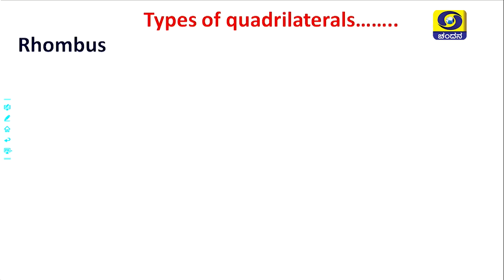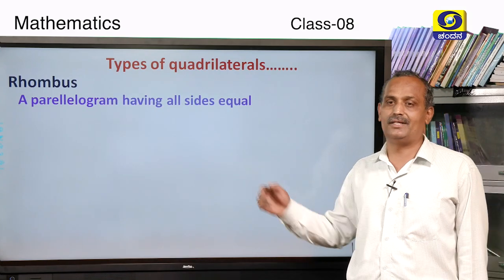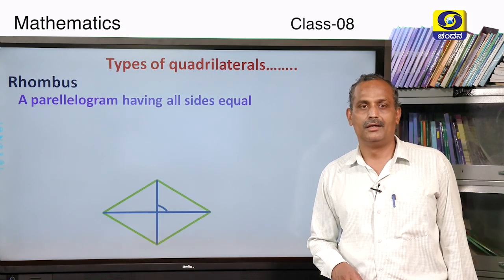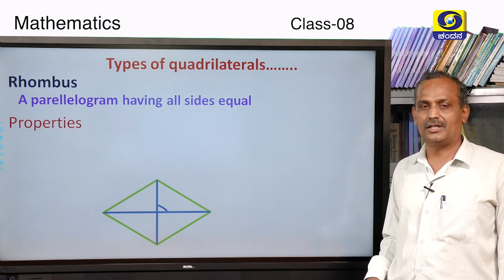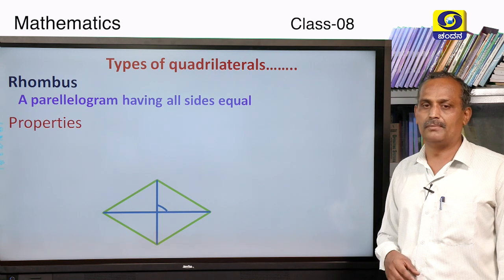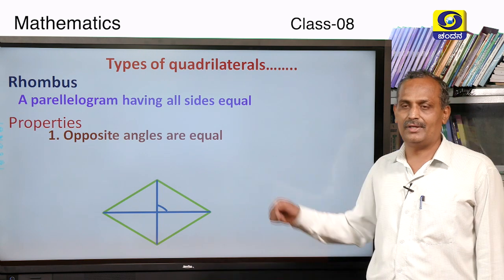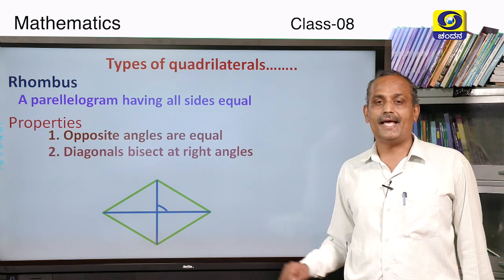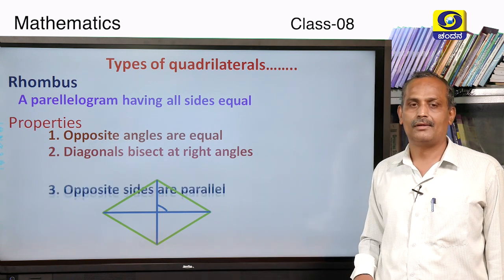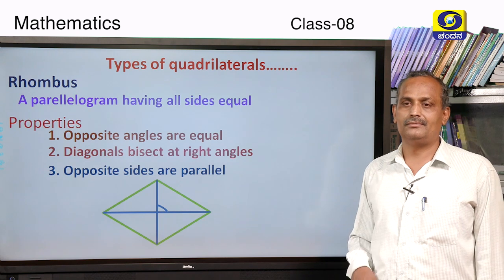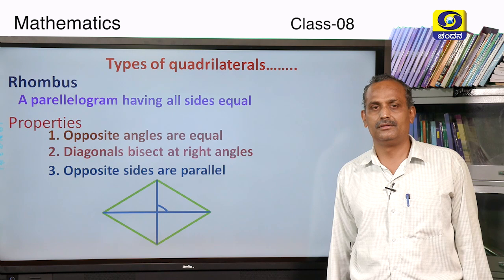Now, let us move further. A rhombus. A parallelogram having all sides equal is a rhombus. So, I have drawn a rhombus here. Let us understand the properties of a rhombus by listing those. Opposite angles are equal. Diagonals bisect at right angles. It is shown in the diagram itself. Opposite sides are parallel. These are the three properties you can easily understand.